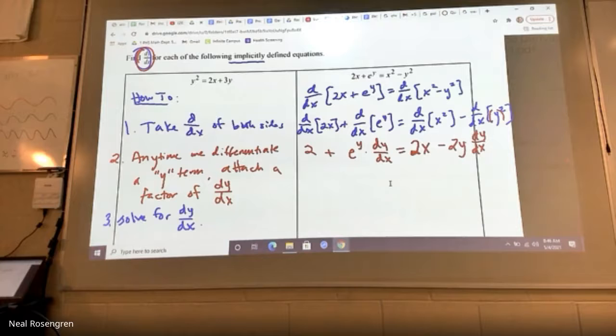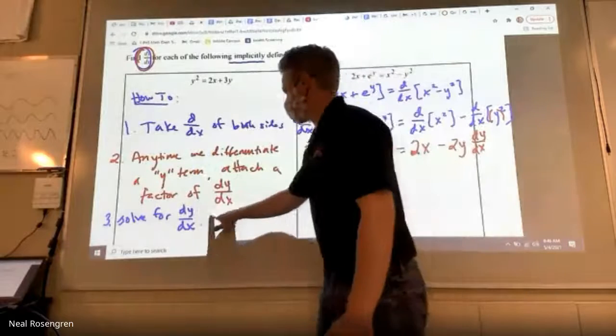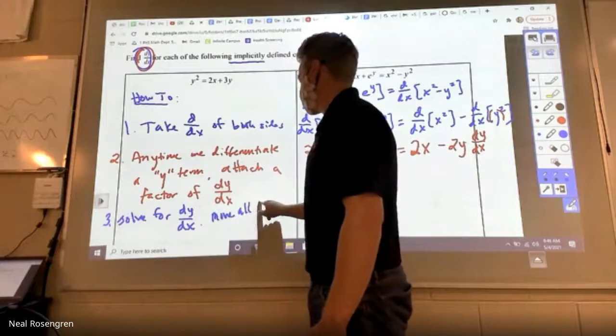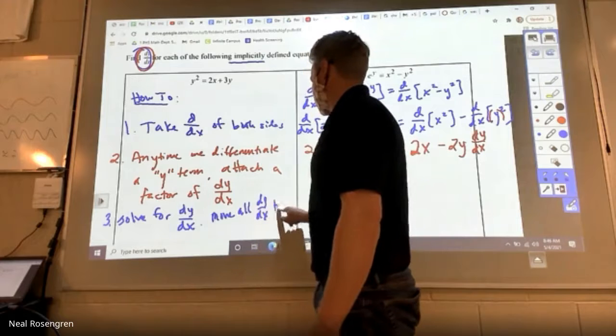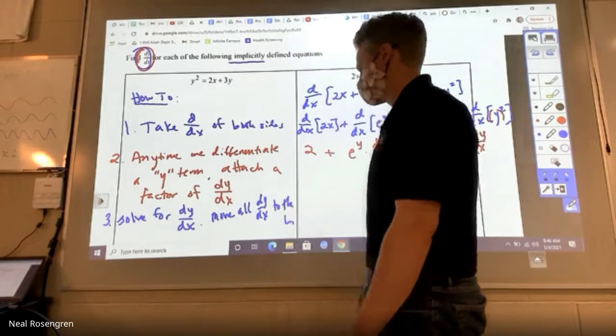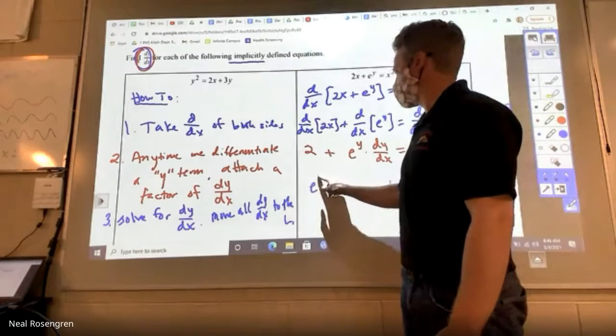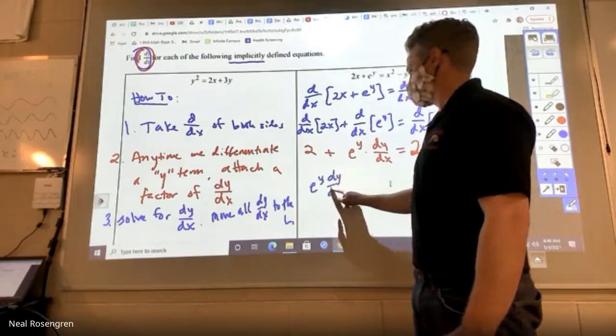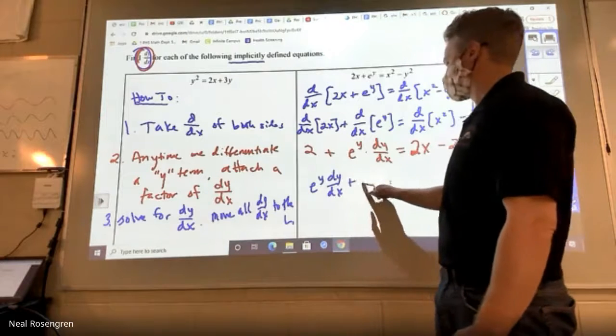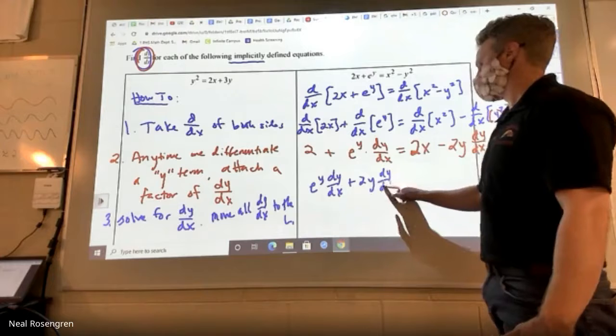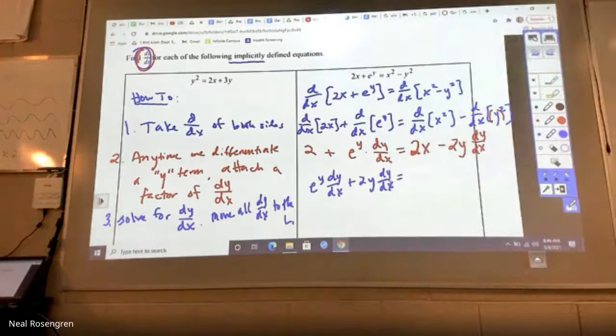So how do you think we could get to the point where we have dy dx equals, and then everything else? Get them on the same side. So I'm going to move all my dy dx's to one side, and I'm going to move it to the left. So that's what this L means. I'm going to keep the e to the y dy dx on the left. I'm going to move this one by adding it to both sides, so plus 2y dy dx. And there's my left side. Kept the e to the y term over there, and I moved the negative 2y term over.